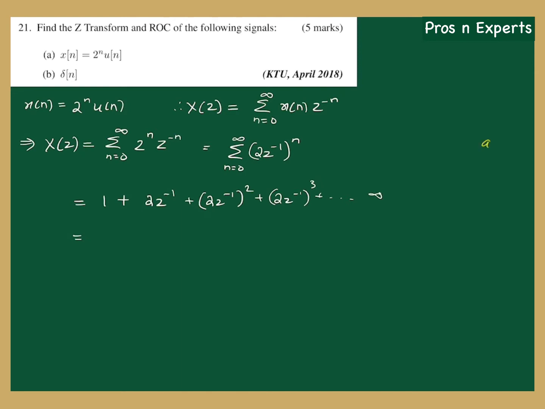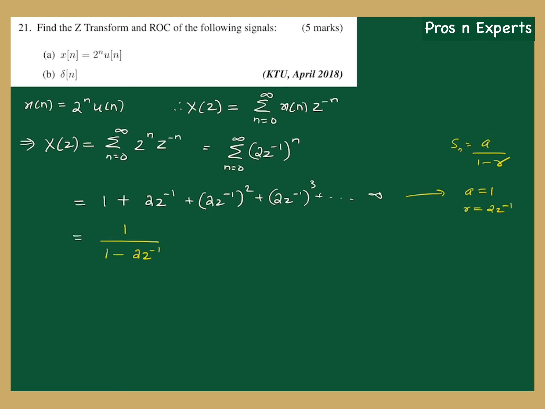whose sum can be written by the formula S n equal to a by 1 minus r, where a is the first term and r is the common ratio. So in this GP sum, you can see a equal to 1 and r equal to 2z inverse, right? To find r, you just divide one term by the previous term. Dividing this term by this term will be the simplest to do. So that will give you 2z inverse. Alright, so I can convert this sequence to 1 divided by 1 minus 2z inverse, because a is 1 and r is 2z inverse. So that is the answer.